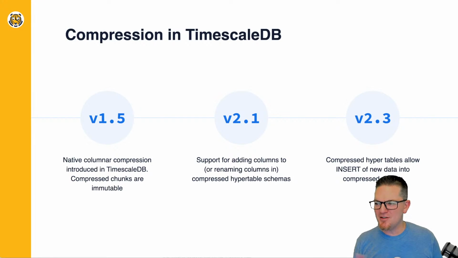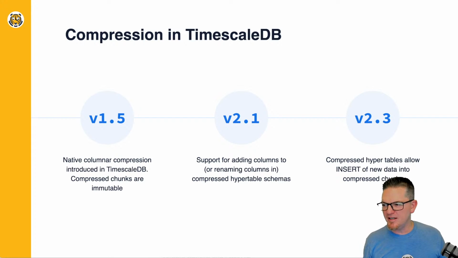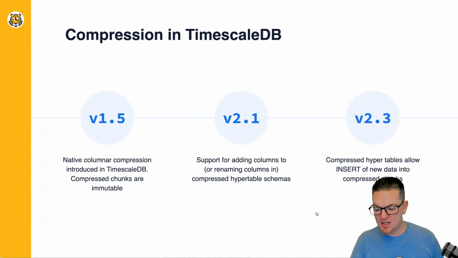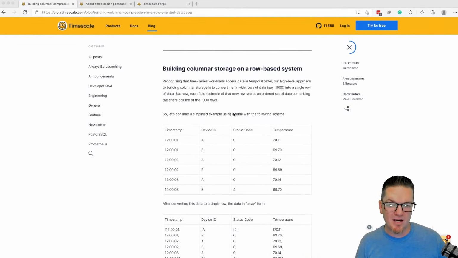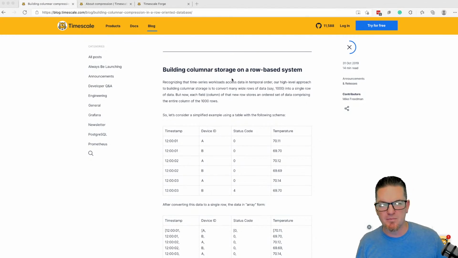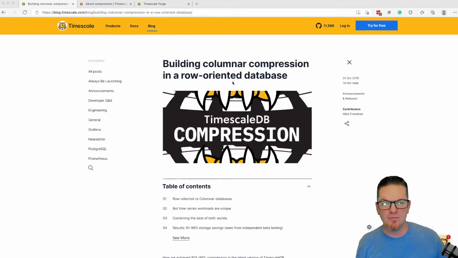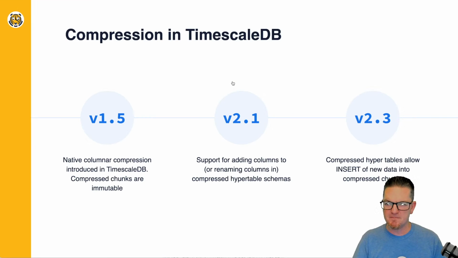We'll keep getting better. Here's a quick history of compression in TimescaleDB. It was introduced in version 1.5. There's a great article about what we did and how it works. So a lot of what I'll talk about is covered in that blog post, and it's honestly a couple years old now, but it has a lot of great information. Everything we're talking about here, you'll find in this blog post on our blog. You can go look at it: Building Columnar Compression in a Row-Oriented Database.